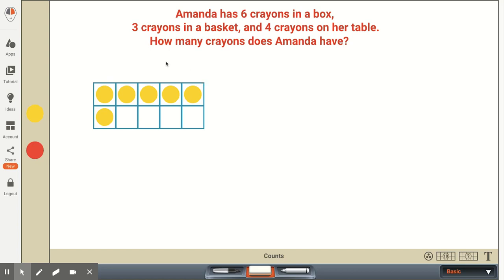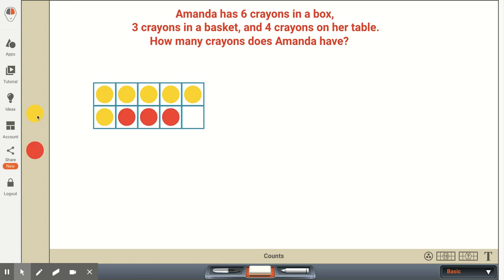So we have all the different parts. We have the 6 crayons in a box. We have 3 crayons in a basket. So we'll move these up. These are her 3 crayons in a basket. And then for the last part, it's 4 crayons on a table.